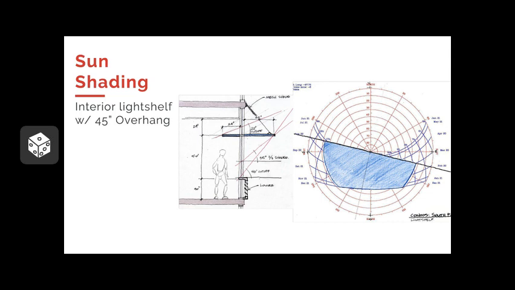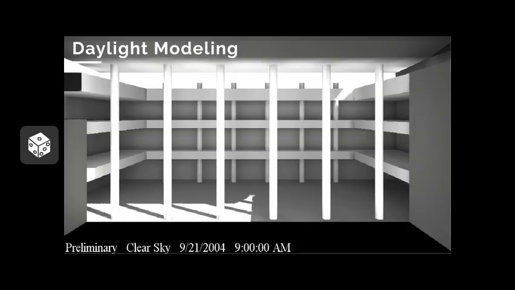So like I said, these sun charts are just kind of a great way of starting a design. And before you jump onto the computer, you can kind of go, where am I going to begin? And how am I going to begin with the different elements of sun shading? Once you've done that, you can always go into the computer and do daylight modeling.